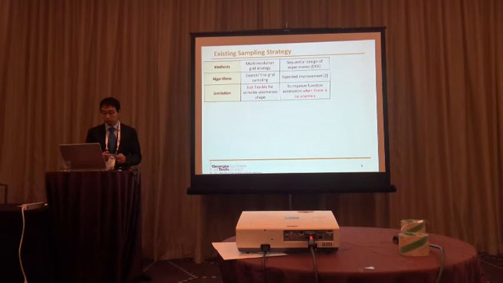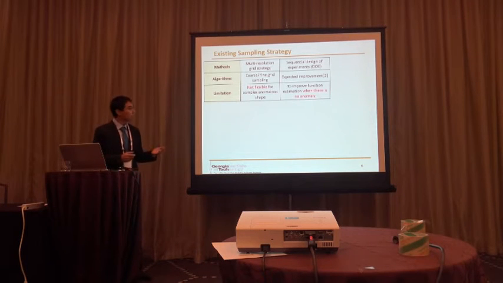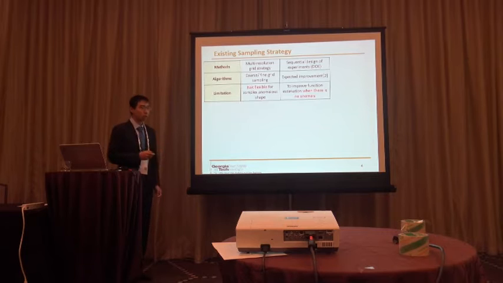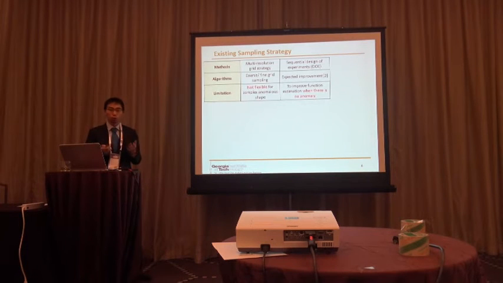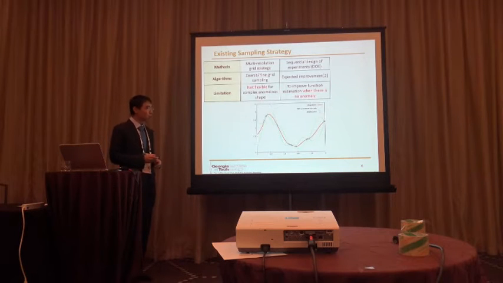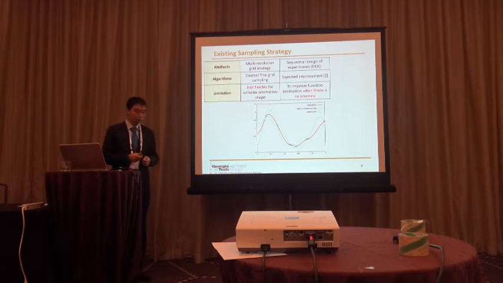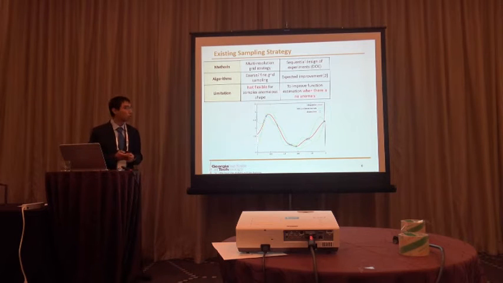In the second class, sequential design of experiment, people are using criteria such as expected improvement to improve the overall functional fitting. However, if an anomaly exists, the function may not be well approximated by one single Gaussian process model.